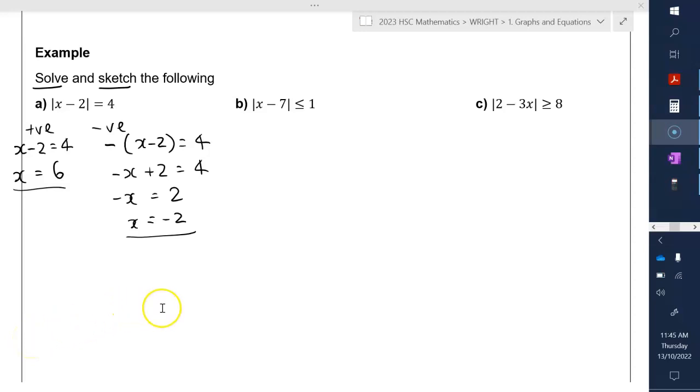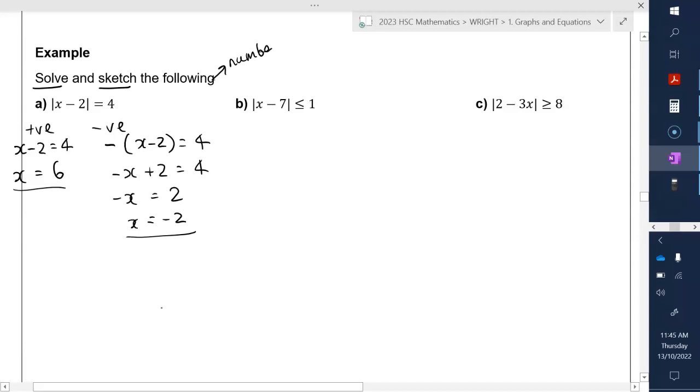Okay, so we've got our two values, and we want to sketch those. We want to just sketch them on a number line.